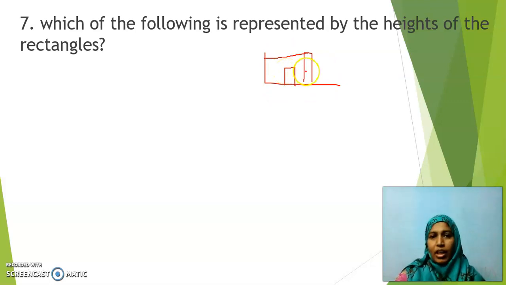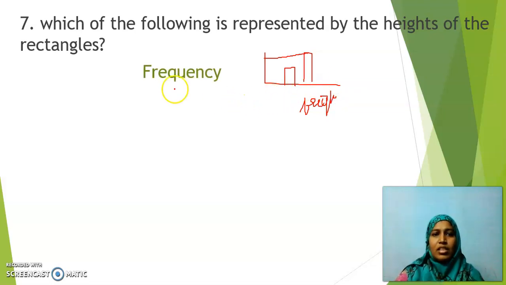on a particular day in particular cities. Maybe this may represent Perambalur and this may represent Chennai. And what does this height represent now? This Chennai has more number of patients. Number of itself means frequency, isn't it? How many cases are registered? So the answer is frequency.